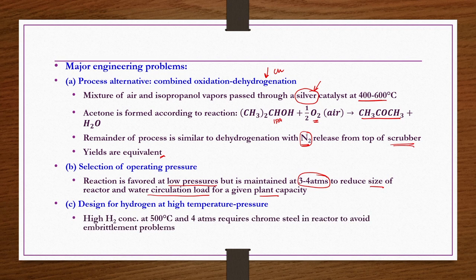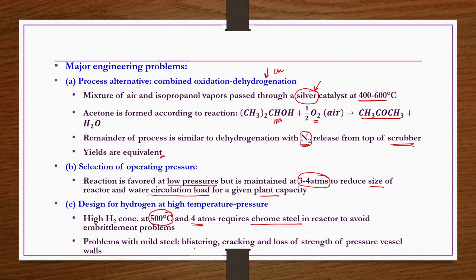Coming to the design for hydrogen, at high temperature and pressure, whenever hydrogen is there, it is always dangerous because it is explosive. At such high temperatures like 500 degrees centigrade and high pressures like 4 atmospheres, you need a separate reactor so that you can handle this hydrogen properly. For that purpose, chrome steel is required in the reactor to avoid embrittlement problems. What happens if you use mild steel? Some kind of blistering, cracking and loss of strength of the pressure vessel walls may take place. So, that is all about acetone production.